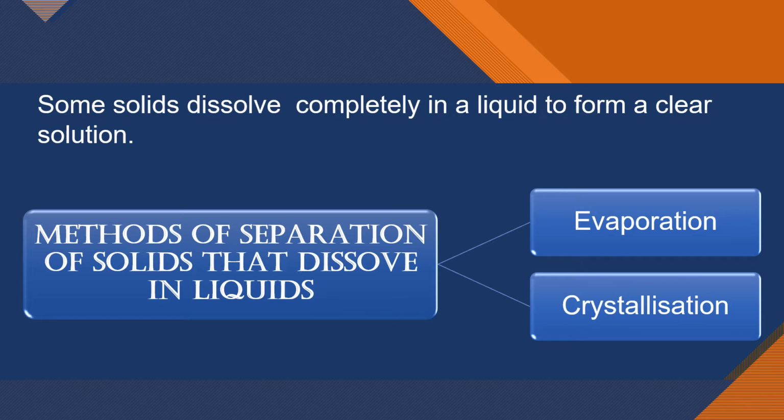Students, some solids dissolve completely in a liquid to form a clear solution. For example, salt and sugar dissolve completely in water. The components of such mixtures can be separated by the following methods: evaporation and crystallization.